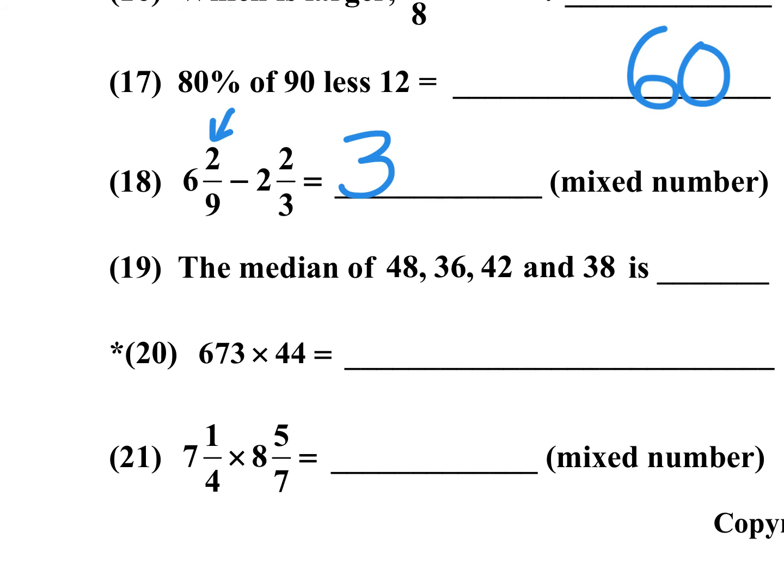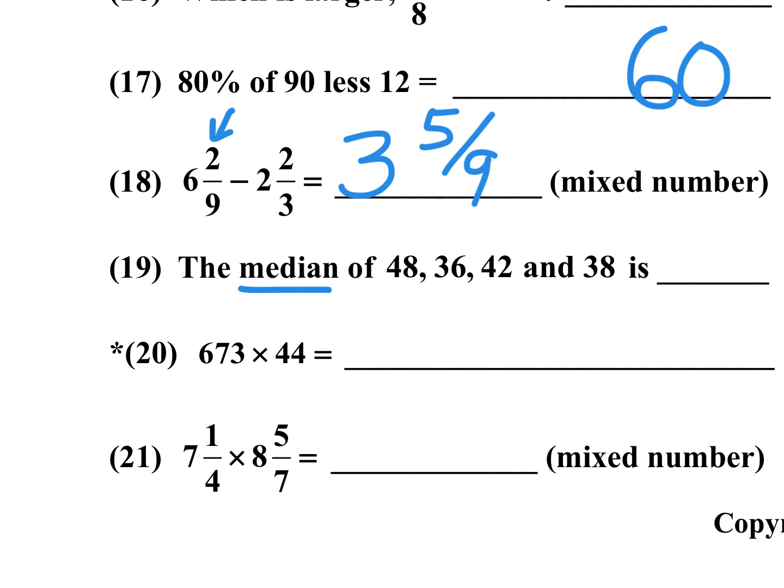11/9 minus 2/3. 2/3 is 6/9. So I have 11/9 minus 6/9. That would be 5/9. They want the answer as a mixed number. 3 5/9 is the correct answer. Okay, so for number 19, we're looking for the median. That's the number in the middle. You have an even number of terms, 48, 36, 42, and 38.